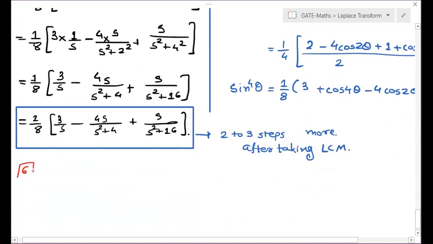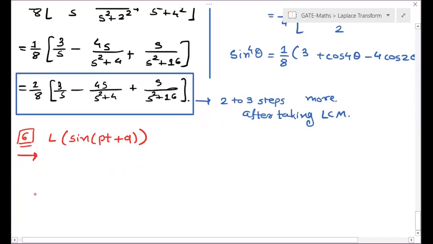See, from home you should try these questions. If you won't try, then you will not understand your mistakes. Maths is all about making mistakes and learning from them, because mistakes are many. So please make mistakes and learn from them. If you are not trying, then how will you make mistakes? So Laplace of sin pt plus q.